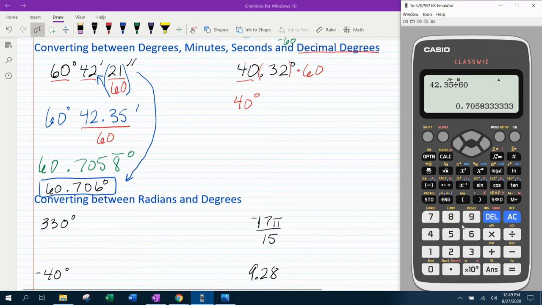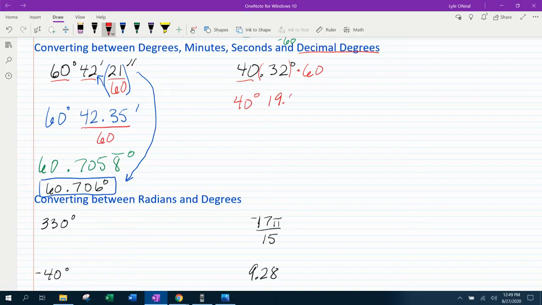And we're going to bring up our calculator and do 0.32 times 60 as a decimal, 19.2. And that'll give us 19.2 minutes, okay? Now to get the seconds, you again take the decimal portion and multiply by 60, okay?